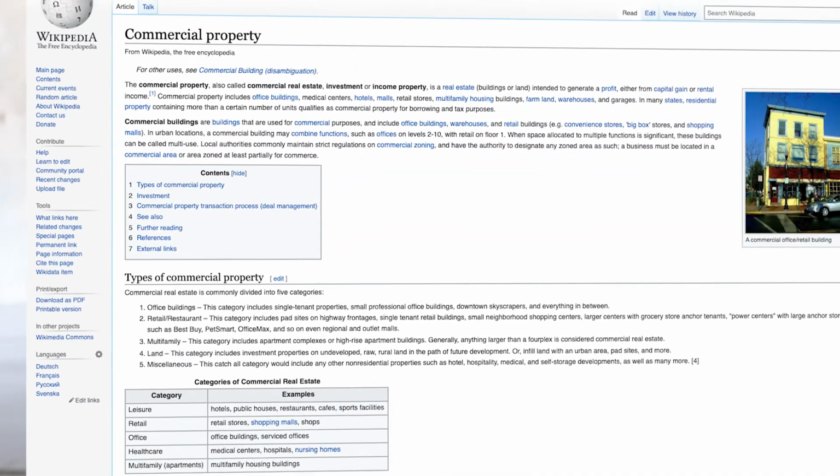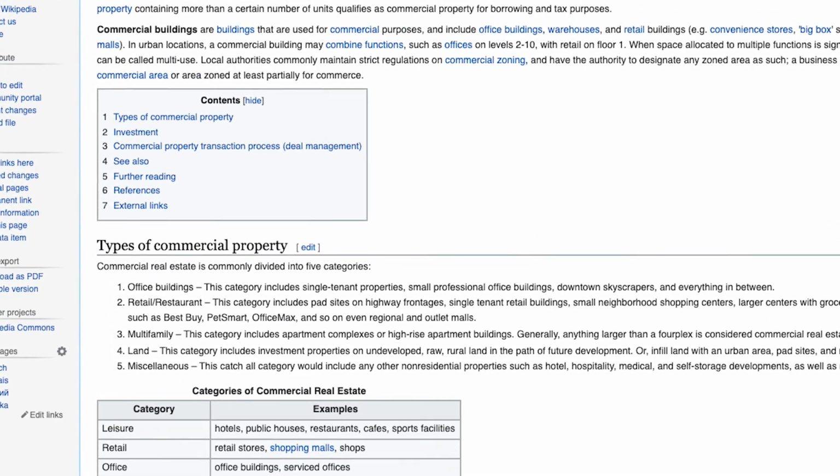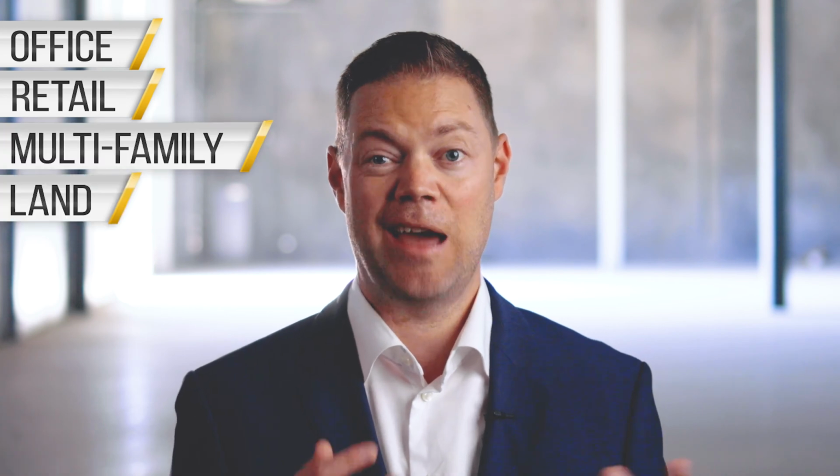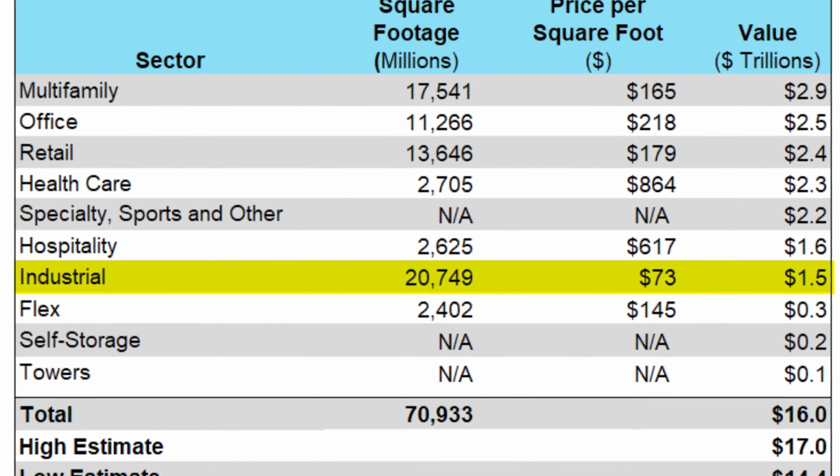Take the Wikipedia page on commercial real estate, for example, which divides commercial properties into 5 categories: office, retail, multifamily, land, and miscellaneous. While we can't expect Wikipedia to be the de facto source for everything, the omission of industrial real estate as one of the main categories illustrates how it might not be as highly thought after as office or retail might be. It's surprising when industrial real estate gets overlooked because its contribution to the overall economy is significant. A recent report showed that there's over 20 billion square feet of industrial real estate in North America, with the aggregate value surpassing $1.5 trillion.